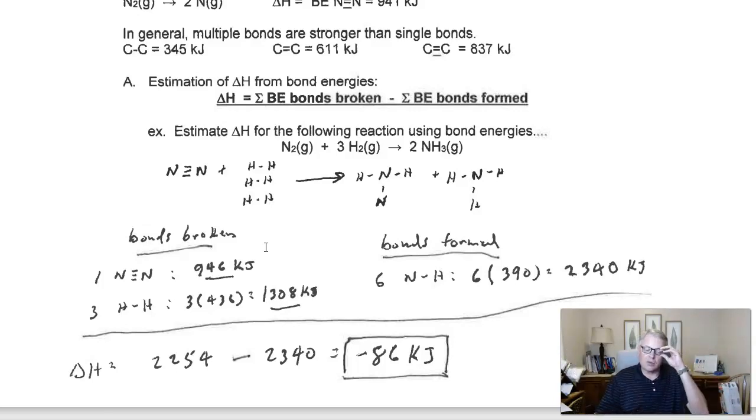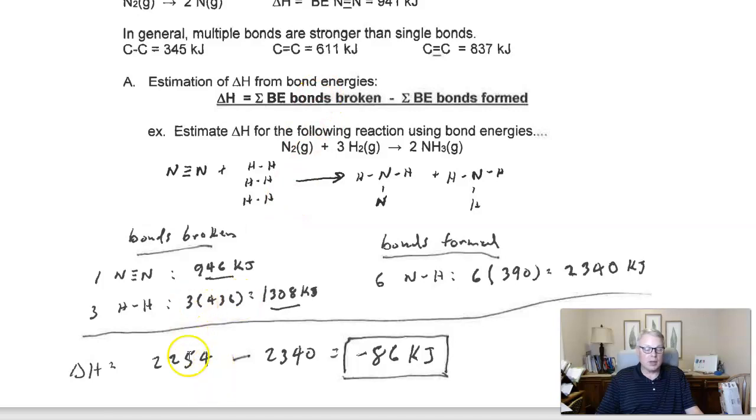So I go over here and I say, how many bonds do I need to form? Well, I need to form one, two, three, four, five, six nitrogen-hydrogen single bonds. So I look up a nitrogen-hydrogen single bond in the chart, which is 390, and I multiply that by 6. That gives me 2,340 kilojoules. So this is how much energy I had to input, and this is how much energy is released when my bonds form.